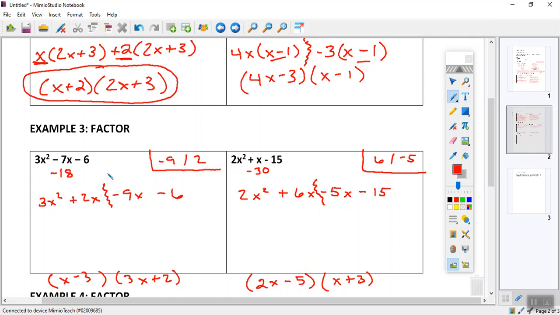Help me. Do I at least have this set up right? Do I have the right values here? I got negative 18 when I took 3 and negative 6. I went to the calculator. Product, negative 18. Sum, negative 7. I got negative 9 and 2 there to rewrite that middle term. Does that sound right? Yeah.